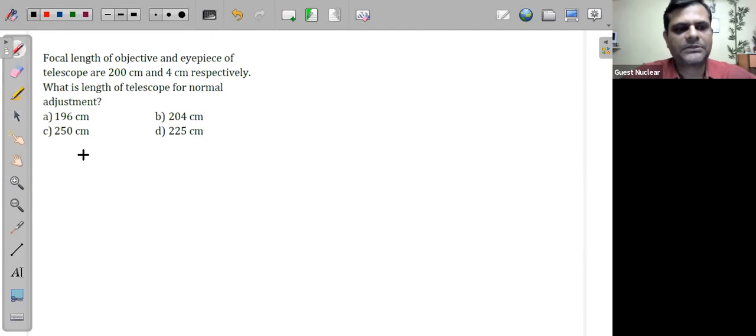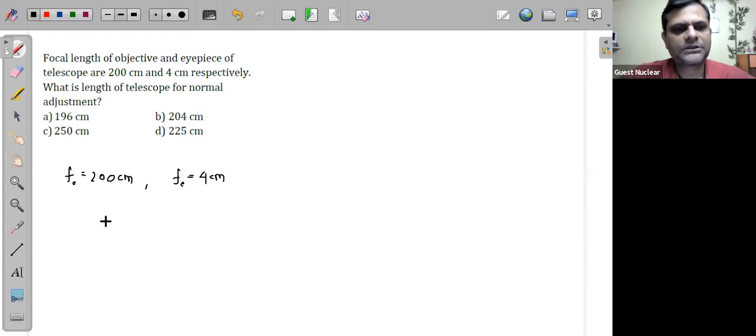Okay, that means, see, the focal length of objective, we can call it as FO here, is given to be 200 centimeter. And at the same time, the focal length of eyepiece, we can call it as FE here, that is given to be 4 centimeter, correct? And then what is the length of telescope for normal adjustment?